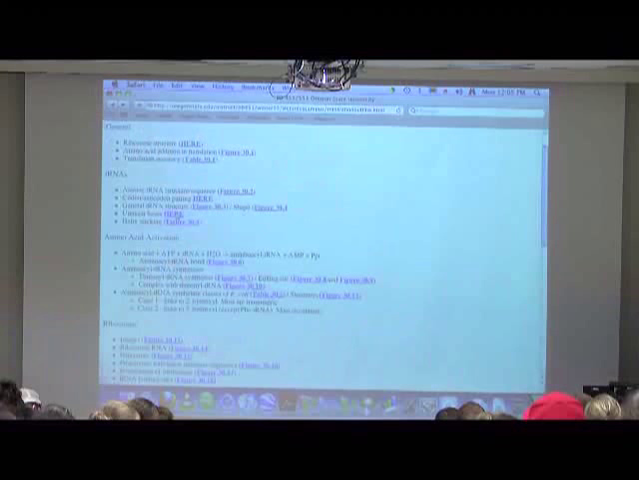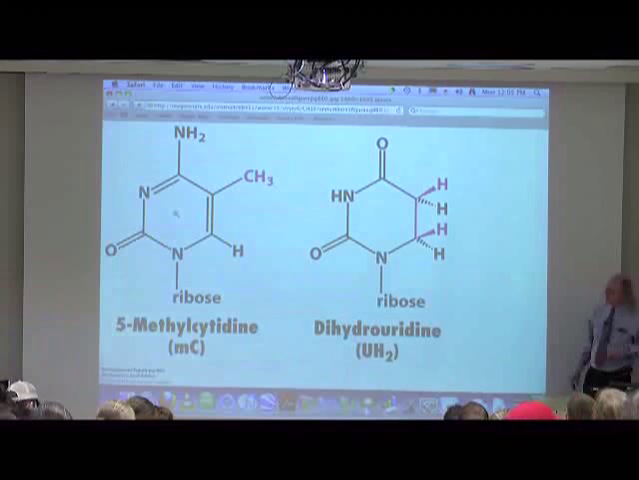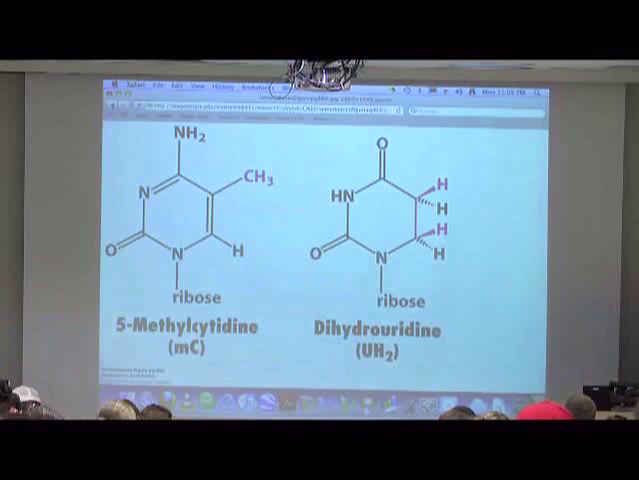I've mentioned before there are some unusual bases that occur in transfer RNAs, modifications, et cetera. Again, we're not worried so much about structure or even names here, but just recognizing that there are different modifications that occur.